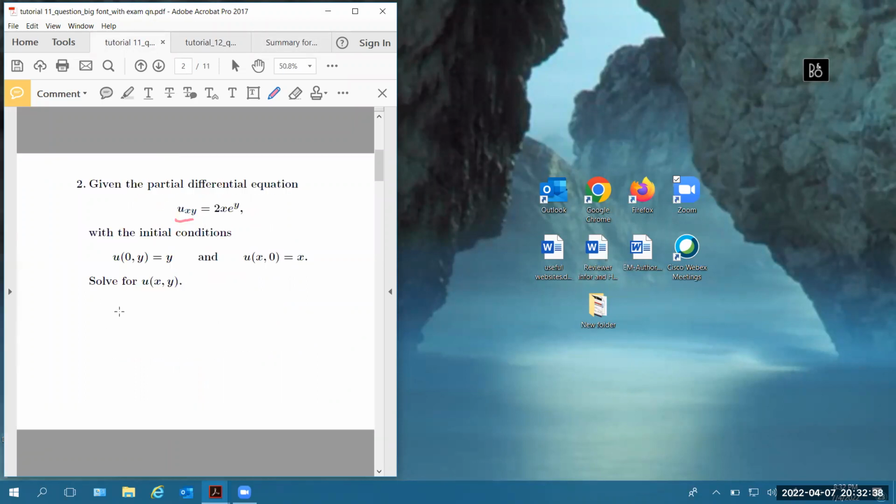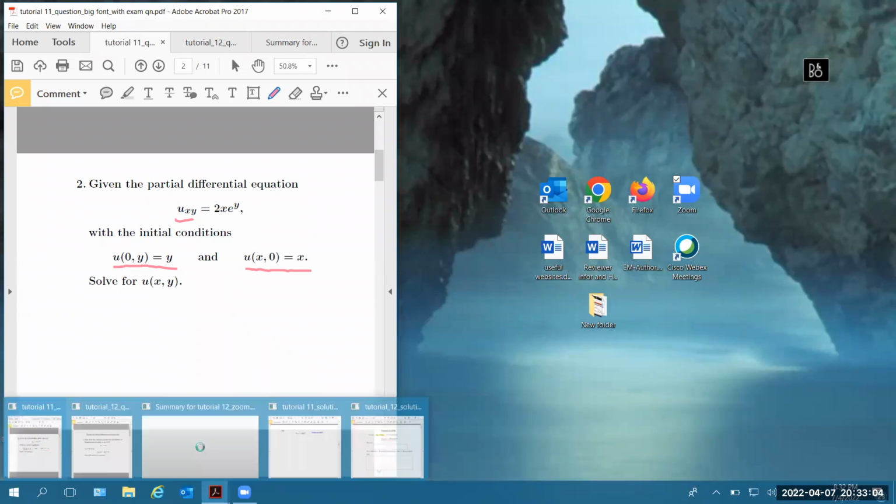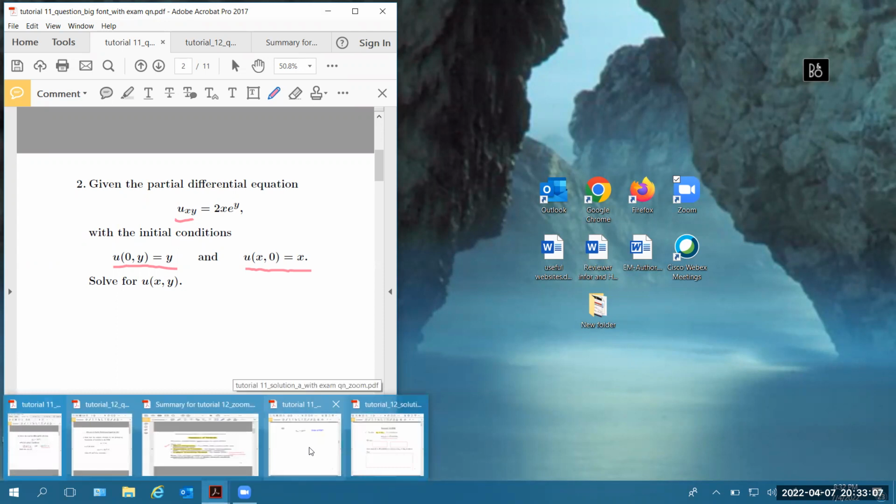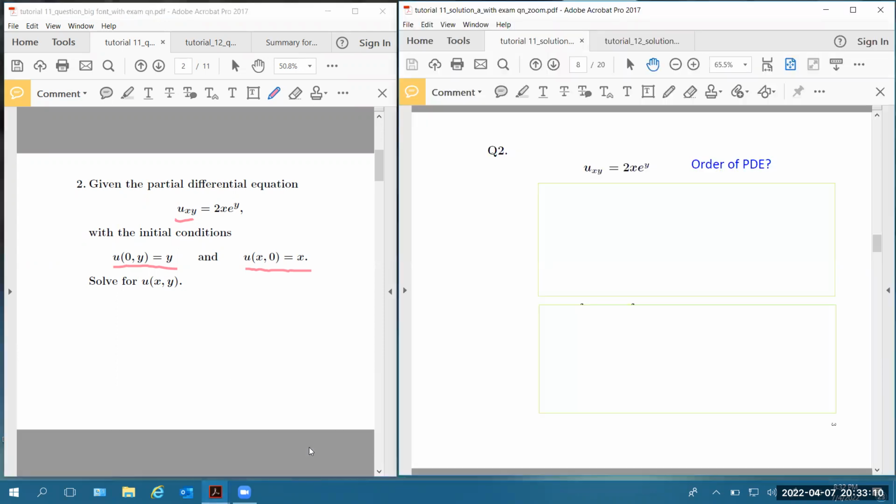So let's go back to this question. We decide to use direct integration. Here, we also have some initial conditions given. We have u(0,y) given, and we also have u(x,0) equal to x. These are the initial conditions, and we want to solve for u(x,y). So let's see how we do it. We already decided that we'll use this direct integration method, so let's look at our solution here.